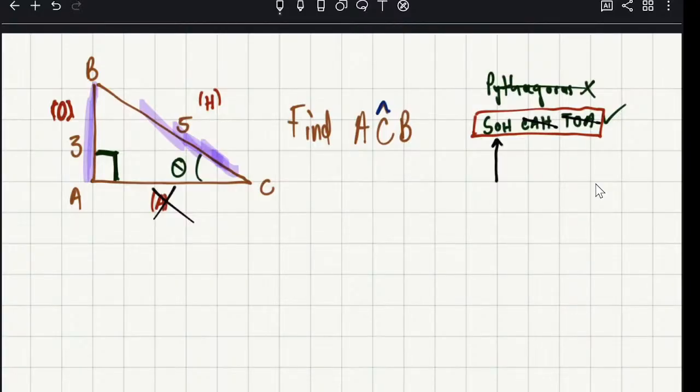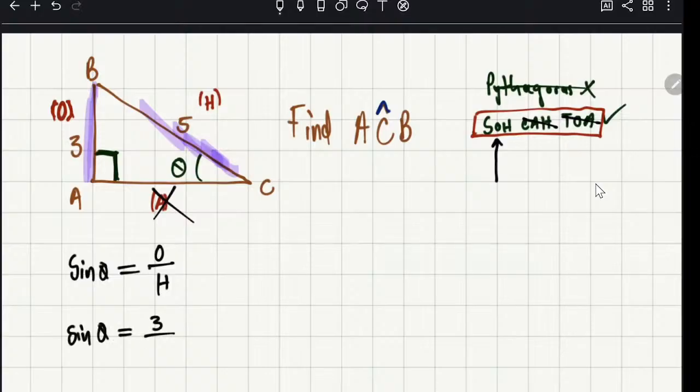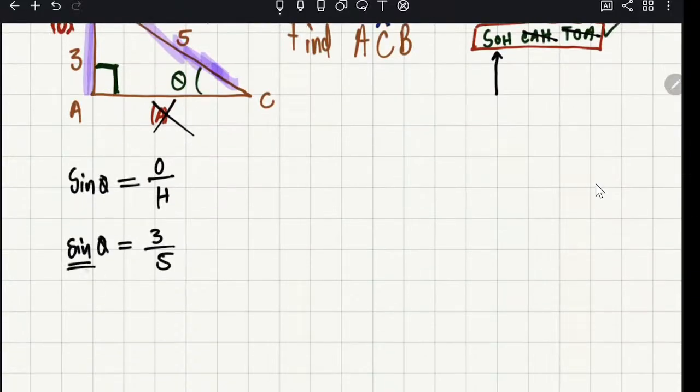What does SOH mean? S means sine. So you say sine theta is equal to O, opposite, over H, hypotenuse. So this is what you now write for Cambridge. All this you do with a pencil, but for Cambridge, you start here. This is what you're going to submit to Cambridge. Because now what you would then say is sine of my theta will be equal to, what is the opposite? 3 over, what is the hypotenuse? 5. Now to find theta, you got to take sine to the other side. Theta will be sine inverse of 3 over 5.